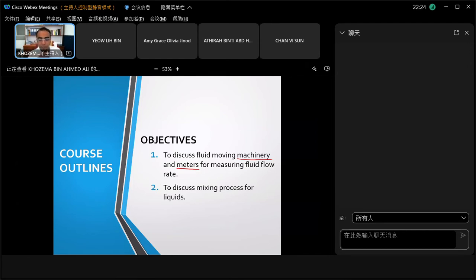When we discuss, at the end we want to understand. And then the second one is to discuss the mixing process for liquids. It's really straightforward, right? One is that we want to know how the fluid can be transported and how we measure the fluid flow rate. And the second one is to discuss the mixing process. We'll be looking at all these topics in detail.